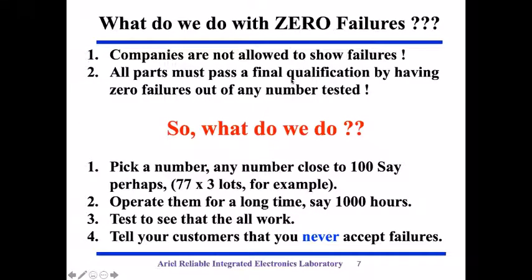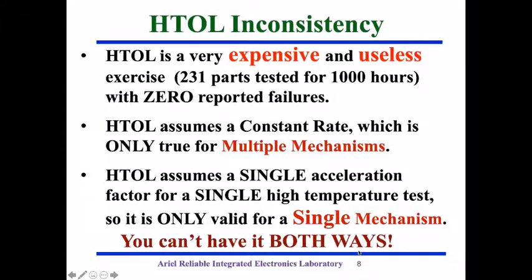So what do we do when we have 0 failures? Since companies are not allowed to show failures, all parts have to pass a final qualification by having 0 failures out of whatever number tested. So what do we do? Well, what the industry does, and I'm going to show this, is not really a very sufficient solution from any intellectually honest process. We'll pick a number, any number close to 100, say maybe 77 parts from 3 lots, for example, operate them for a long time, maybe 1,000 hours, and see that they all work. And then, of course, they all pass, so you have 0 failures, and then you tell your customers you never accept failures.